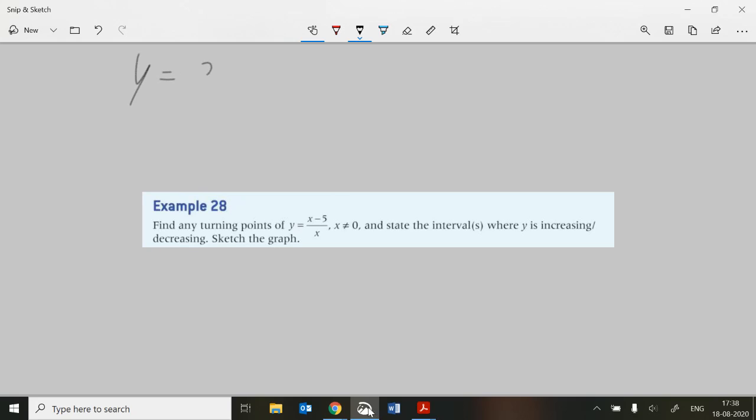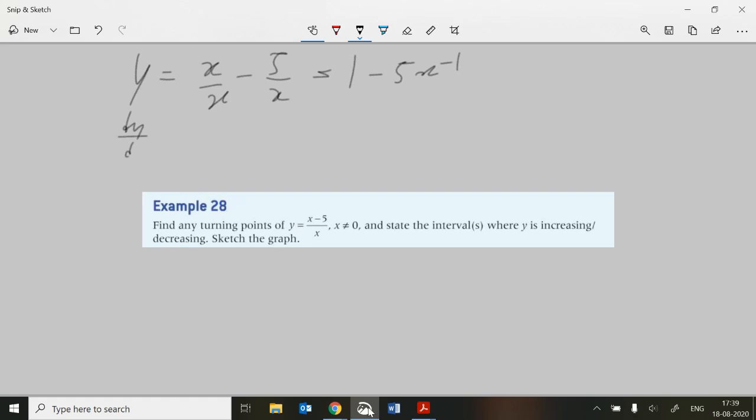So here we go. We can split this into two fractions. It's going to be a 5 over x. So we can say that this is 1 minus 5x to the minus 1. Okay, find any turning points of this thing. So let's work out y dash, if you like.